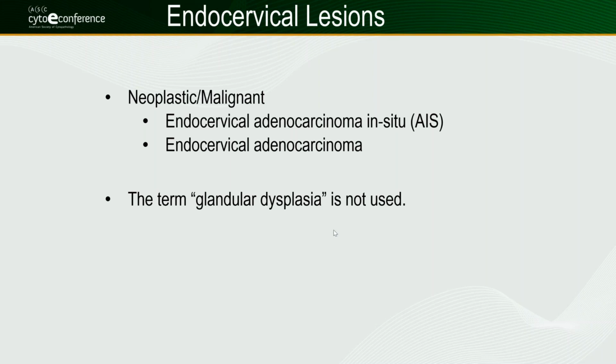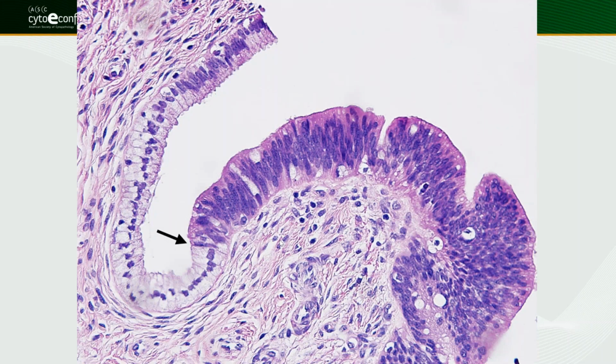In contrast to the squamous lesions, where we have LSIL, HSIL, mild dysplasia, severe dysplasia, the term glandular dysplasia is not used in endocervical lesions. So on histology, it's either benign, AIS, or invasive adenocarcinoma. We don't have a dysplasia category. And this is a picture of AIS, and you see the nice transition here.